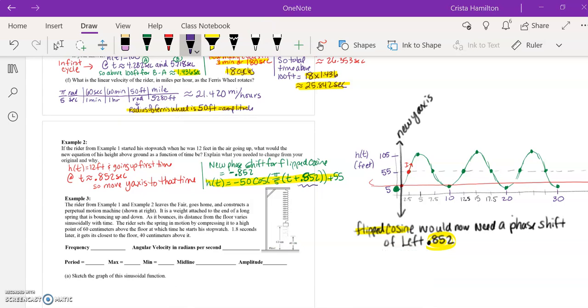All right, so that wraps up example 1 and example 2. What I would like you to do is go ahead and try example 3 on your own, and I will create a key to that. Come back in and watch the video for example 3 to verify that you understand what you're doing.